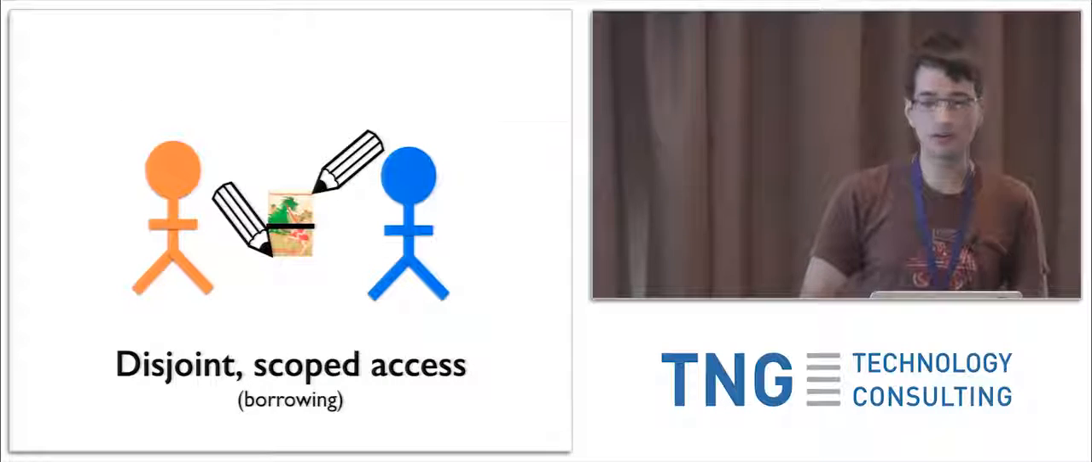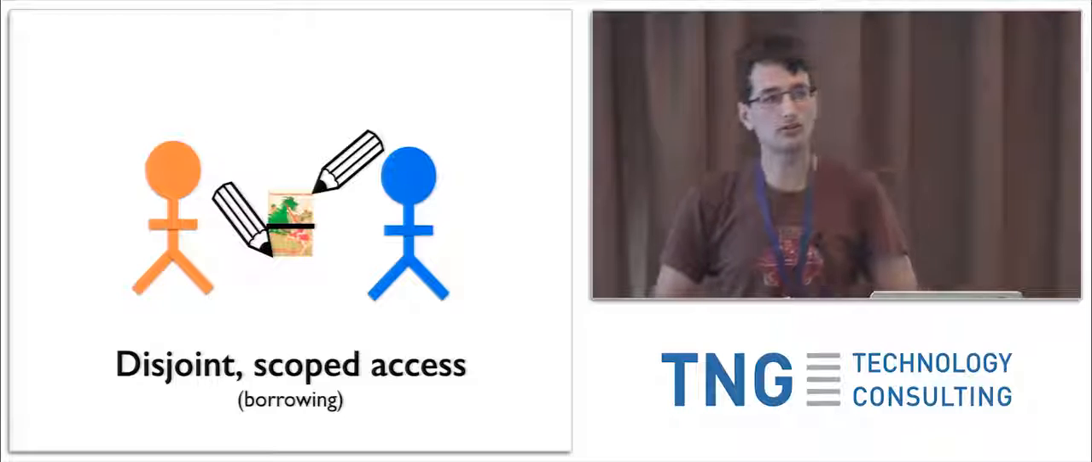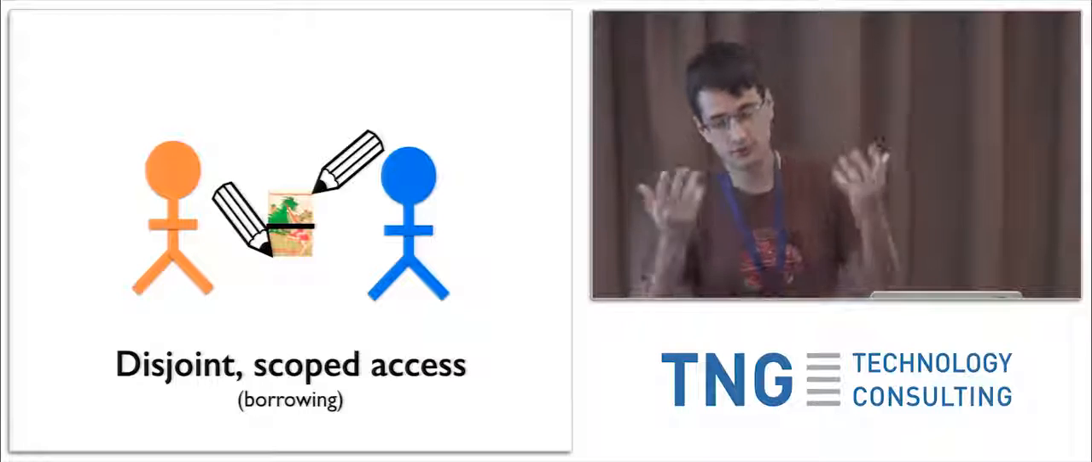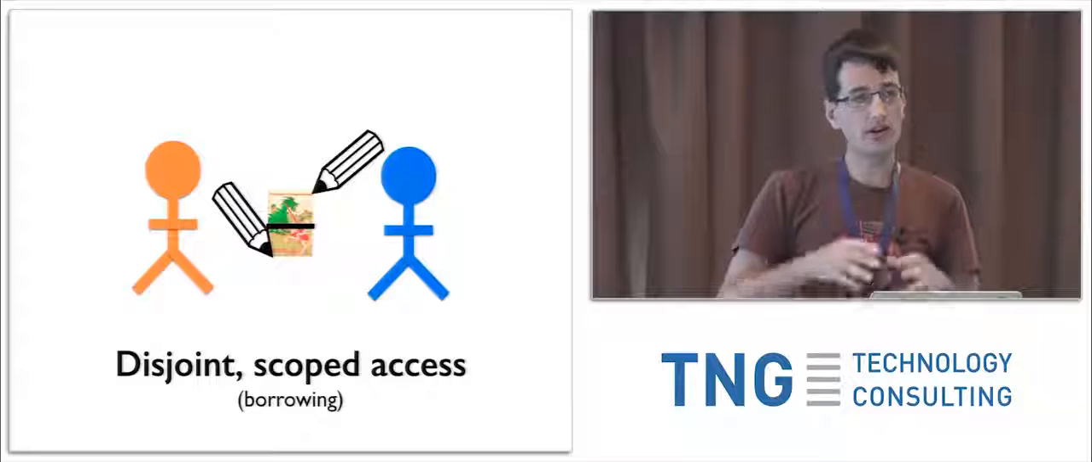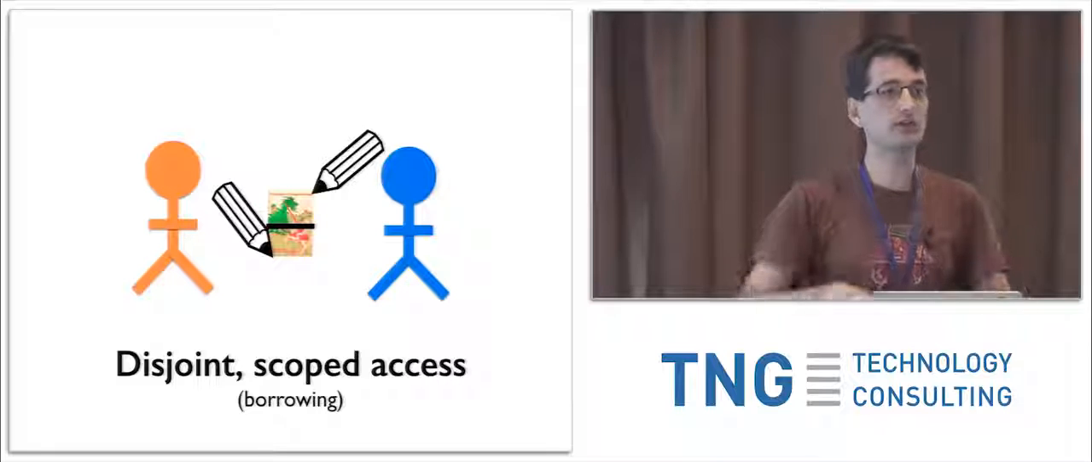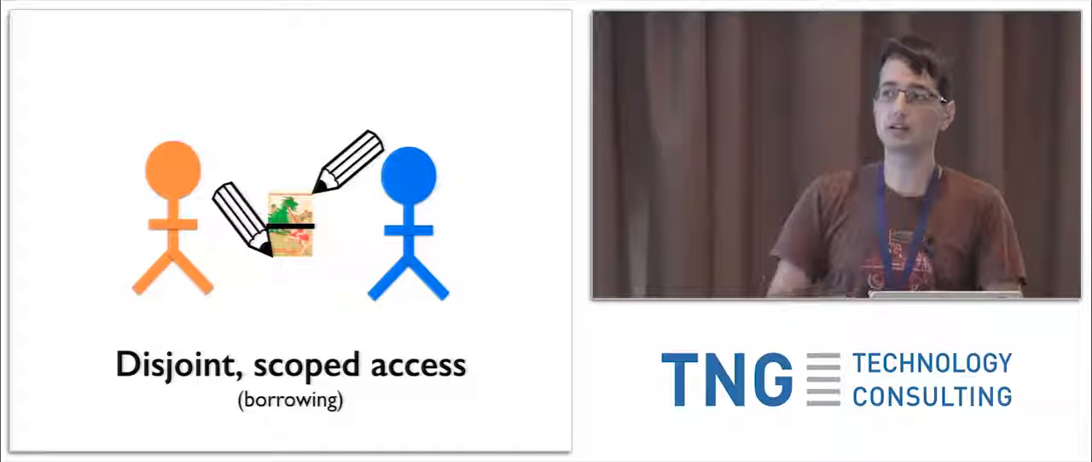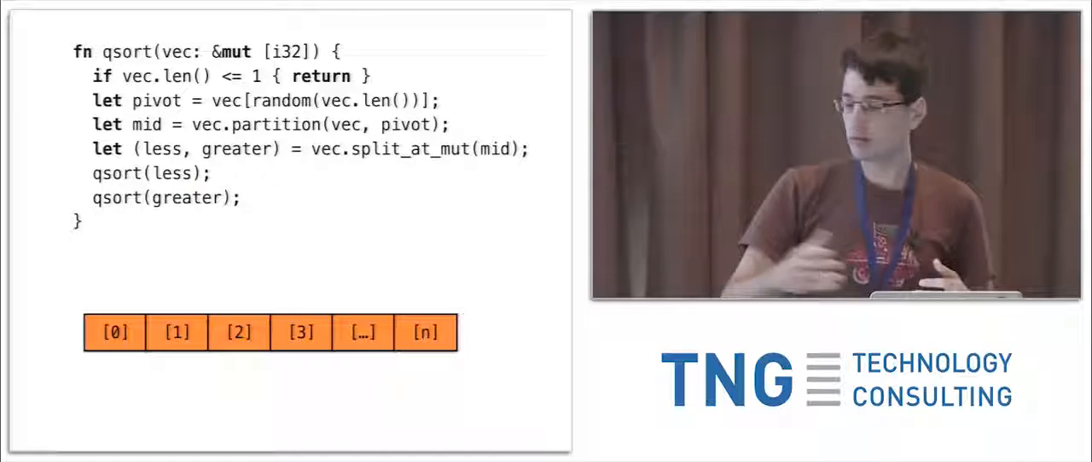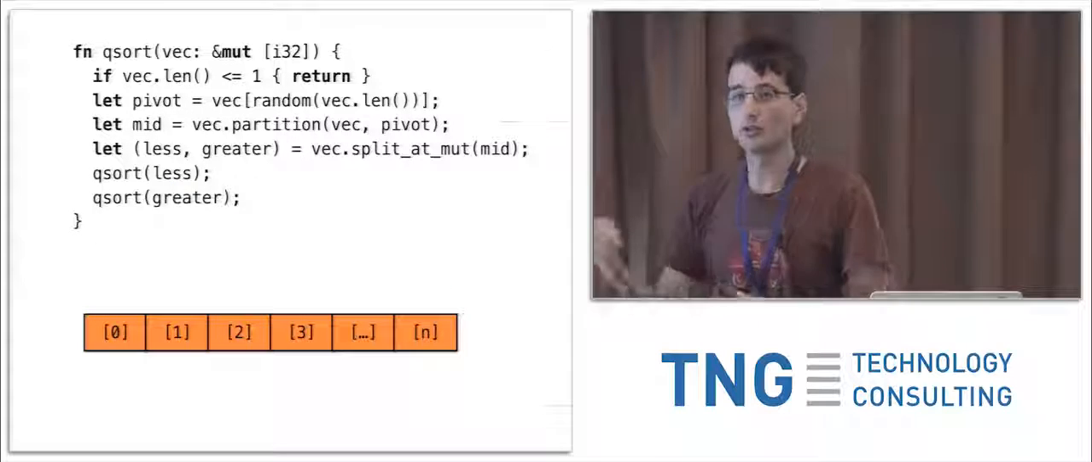And so the next thing I want to talk about is this pretty cool thing called disjoint scoped access. This is kind of a fancy way of saying that you can have a lot of parallelism, which is all stack-based, where you can reference stack data, and it's really convenient. So I'll go through this with an example of the quicksort function.